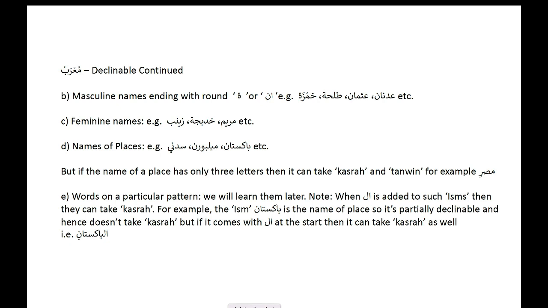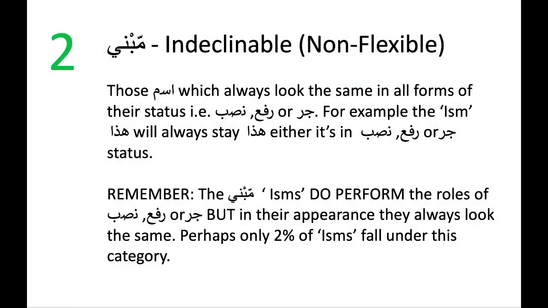When al is added to such isms, then they can take kasra. For example, the ism Pakistan is the name of a place, so it's partially declinable and hence doesn't take kasra. But if it comes with al at the start, then it can take kasra as well. Example, al-Pakistani.